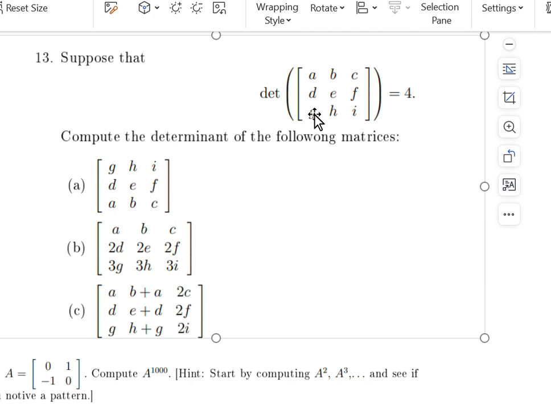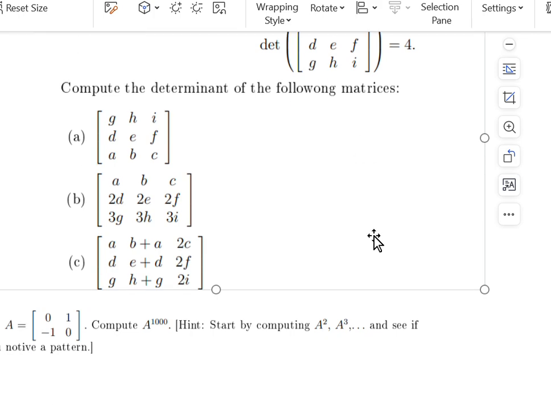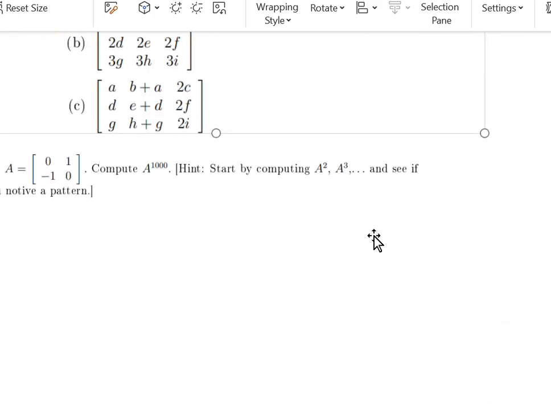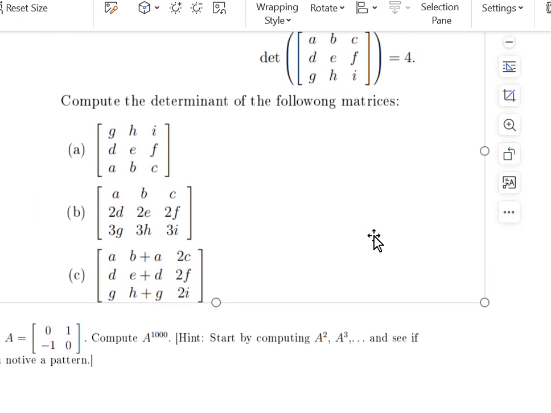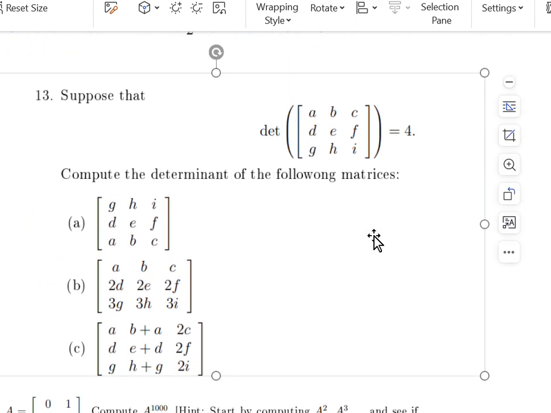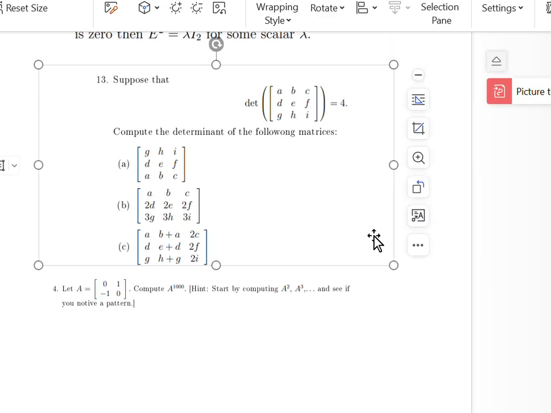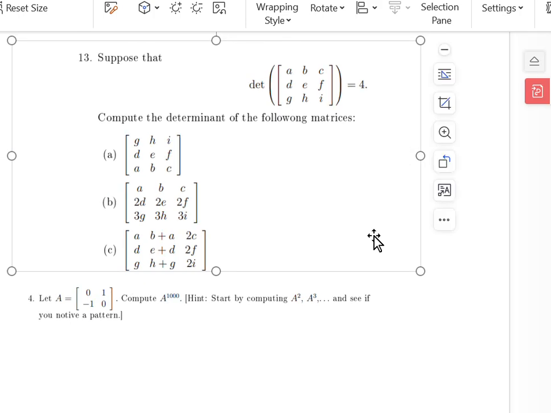Yeah, it's fine. Alright. So now let's move on to question 4. These questions don't really involve a lot of steps, so we are just solving them quickly. But this one will be going back to the blackboard. The matrix A is equal to 0, 1, -1, 0. Calculate A to the power 1000.